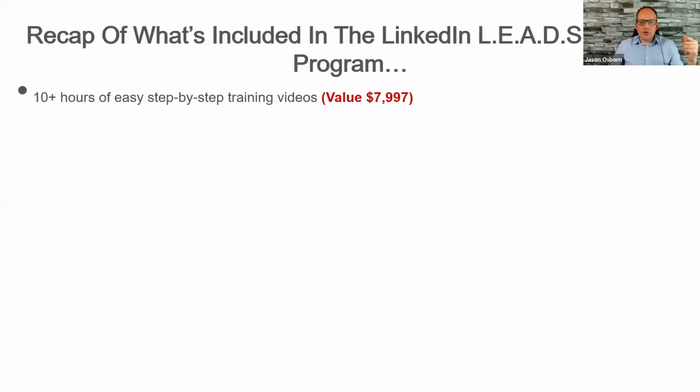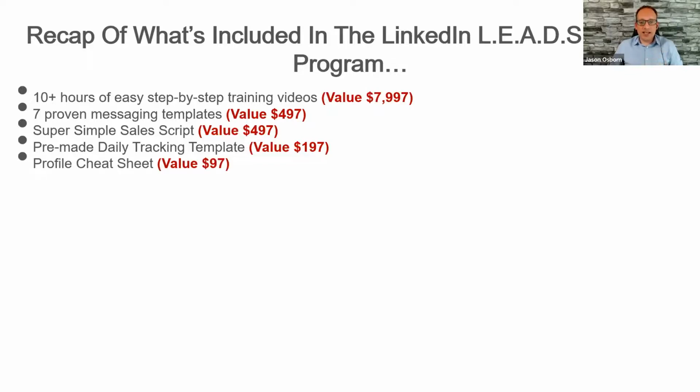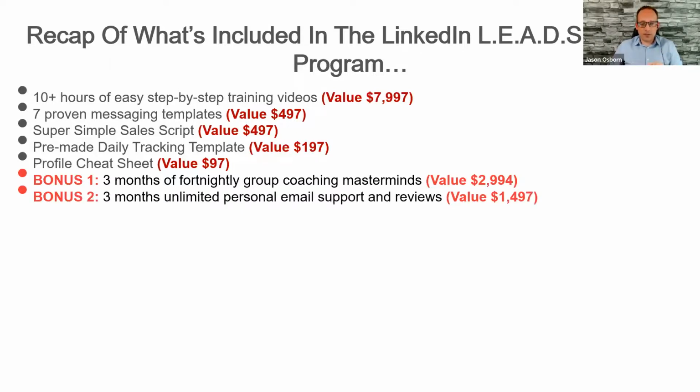You've got your 10 hours of training in the membership site, $7,997 value. You have the 7 proven messaging templates. You have the super simple sales script, $497 value, pre-made daily tracking template at $197. You've got the profile cheat sheet, $97. Oh yeah, I haven't even said that, but I'm going to throw that in as well, which is the profile cheat sheet for you. You've got your bonus of the 3 months of working with me, where we're going to do the group coaching mastermind calls every 2 weeks for the next 3 months.